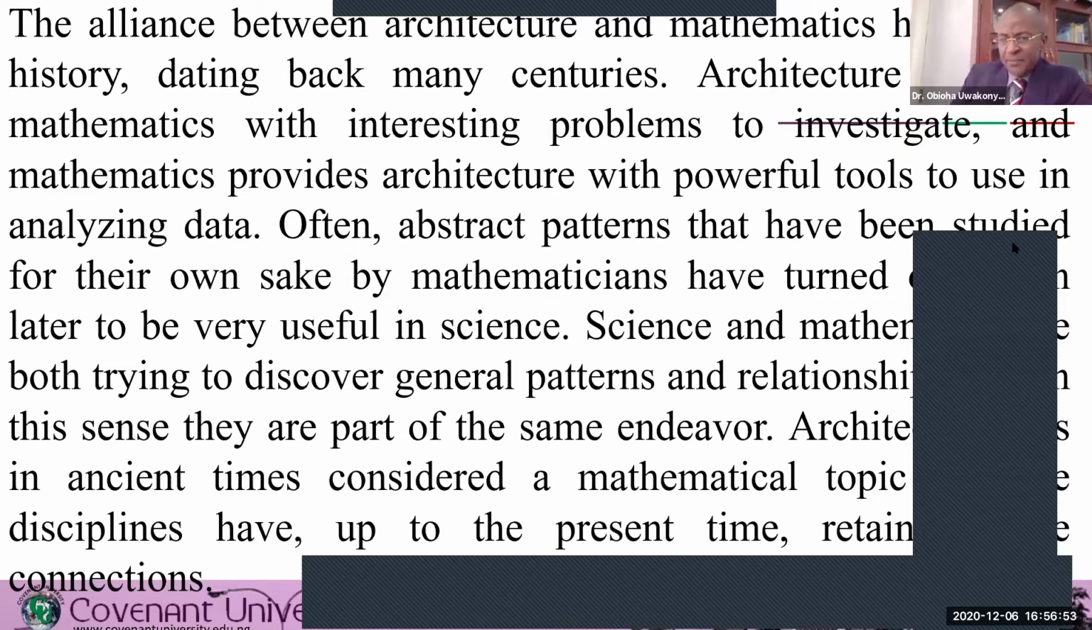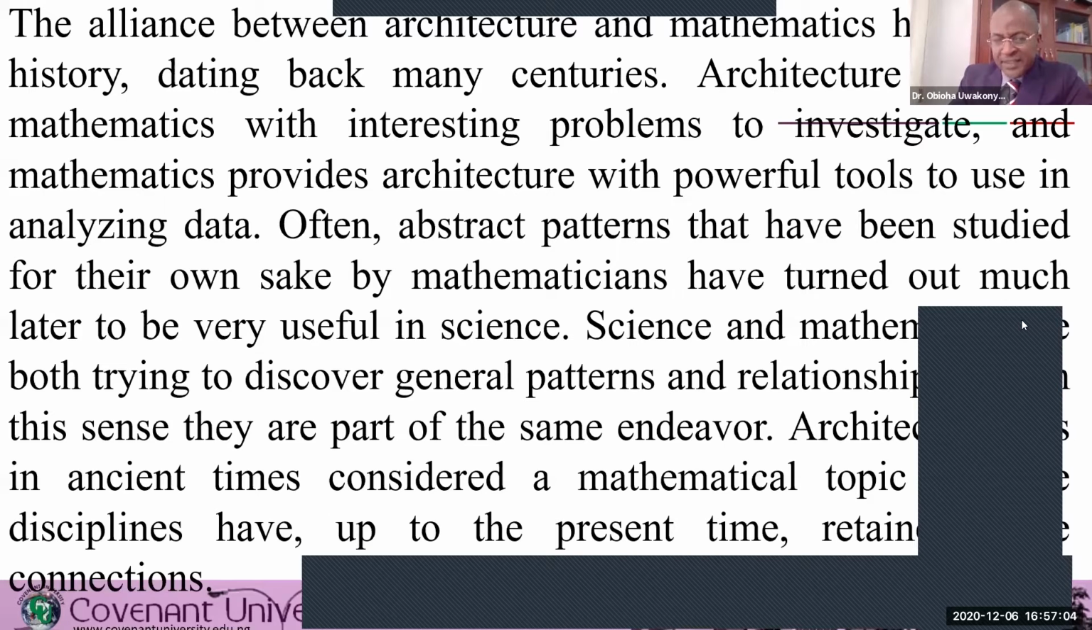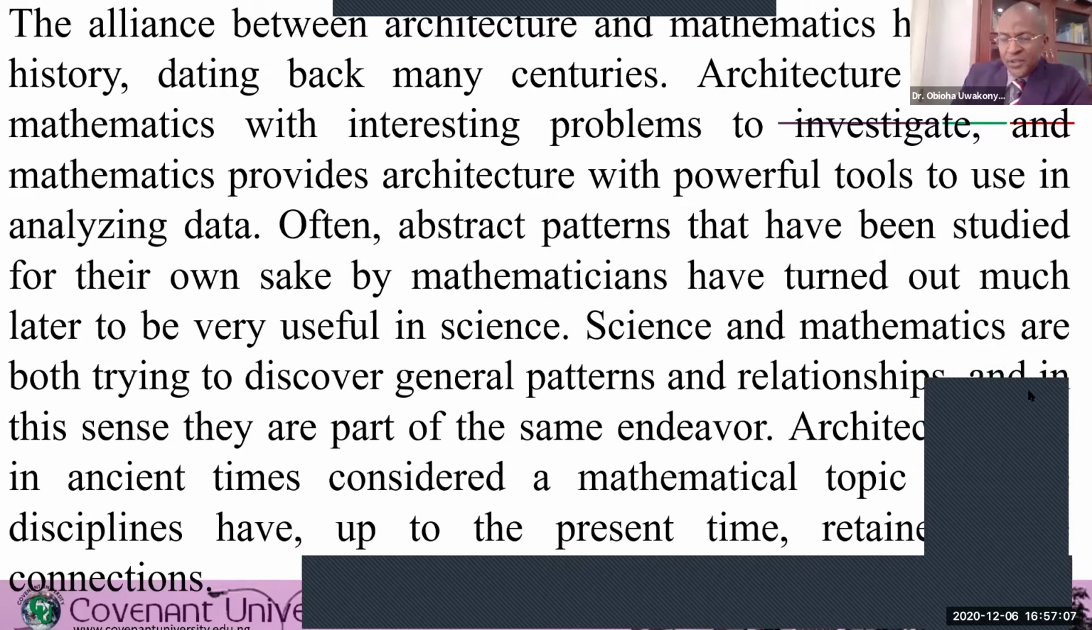The alliance between architecture and mathematics has a long history, dating back many centuries. Architecture provides mathematics with interesting problems to investigate, and in turn, mathematics provides architecture with powerful tools to use in analyzing data. Often, abstract patterns that have been studied for their own sake by mathematicians have turned out much later to be very useful in science. Science and mathematics are both trying to discover patterns and relationships, and in this sense they're part of the same endeavor. In the past, architecture was considered a mathematical topic, and the disciplines have up to the present time retained close connections.